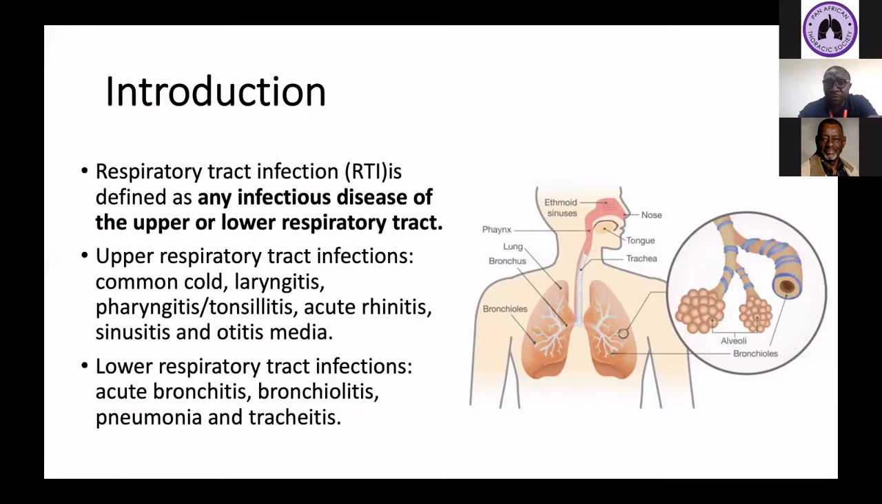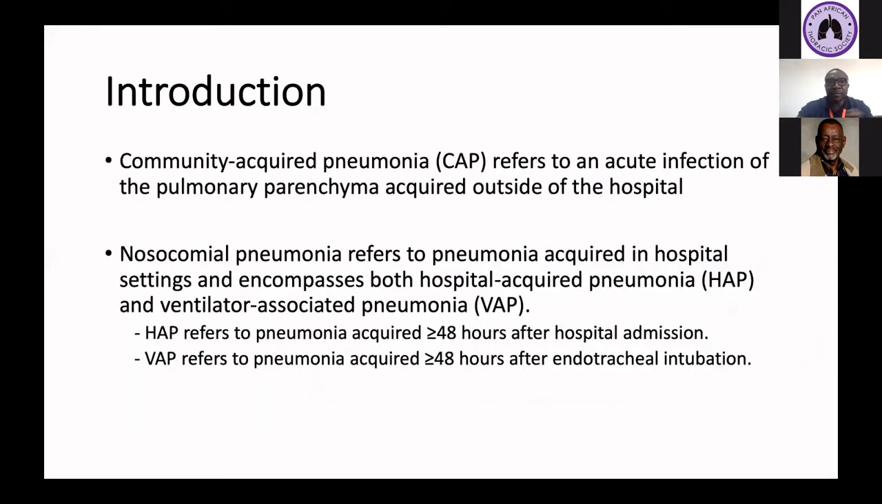In this presentation, I will mainly focus on lower respiratory tract infection. And as tuberculosis is a very focal entity, I will only focus in this presentation on community-acquired pneumonia, which refers to an acute infection of the pulmonary parenchyma acquired outside of the hospital. In opposition, we have nosocomial pneumonia, referring to pneumonia acquired in hospital settings and comprising hospital-acquired pneumonia and ventilator-associated pneumonia. HAP refers to pneumonia acquired more than 48 hours after hospital admission, while ventilator-associated pneumonia refers to pneumonia acquired more than 2 days after endotracheal intubation.